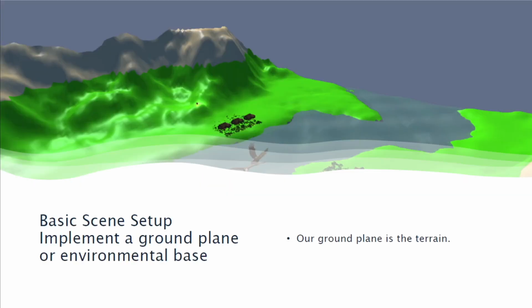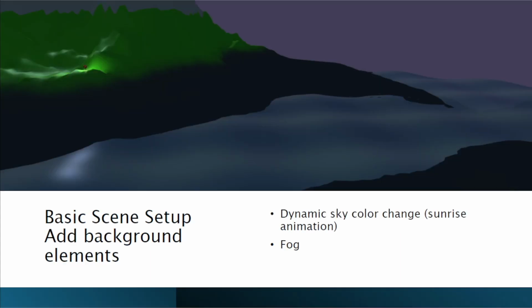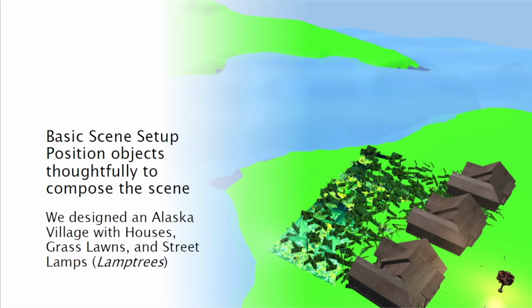For the basic screen setup, we imported a ground plane with terrain, which contains the slope mountain. We added the dynamic sunrise sky color change and the fog as the background element. For the objects to compose the scene, we decided on an Alaska village with houses, grass lawns, and street lamps on both sides of the river.